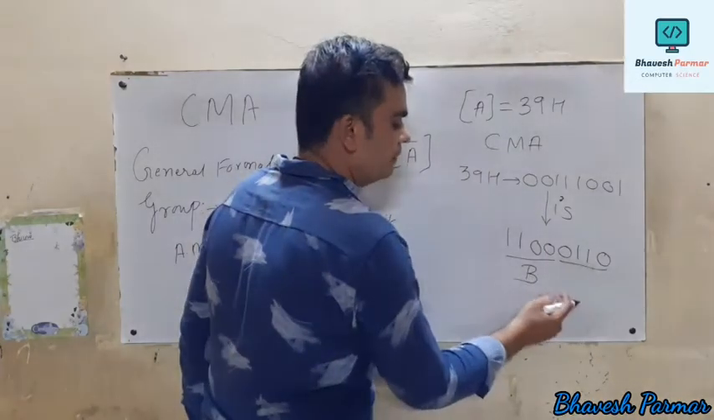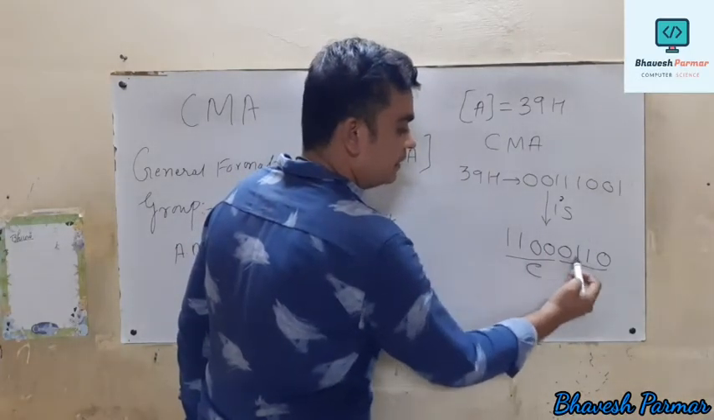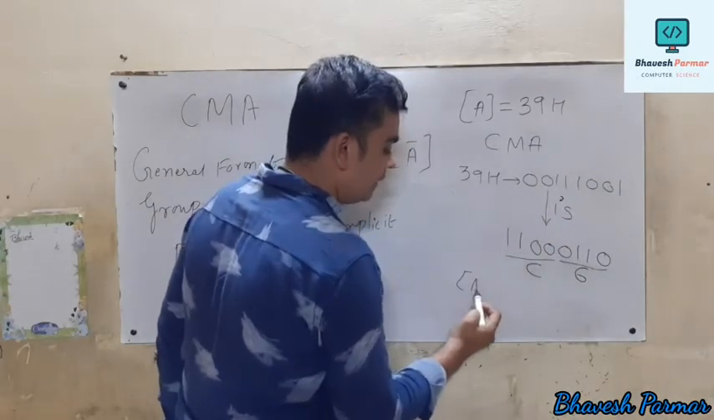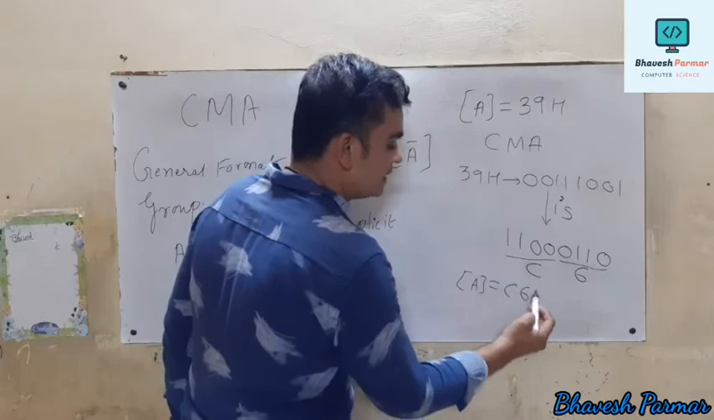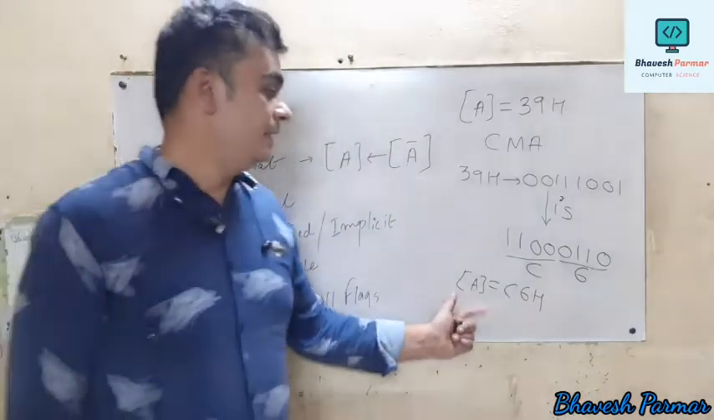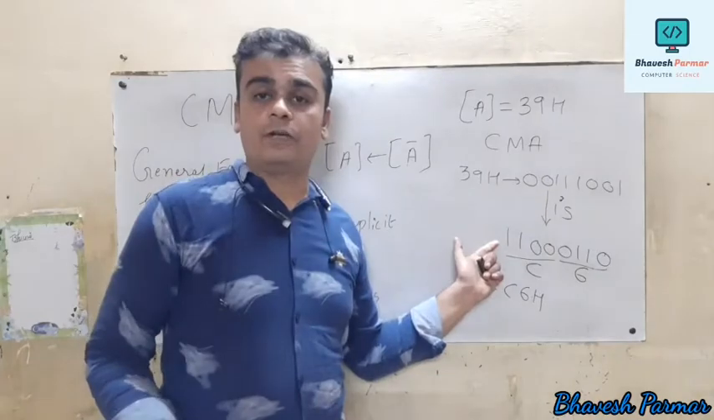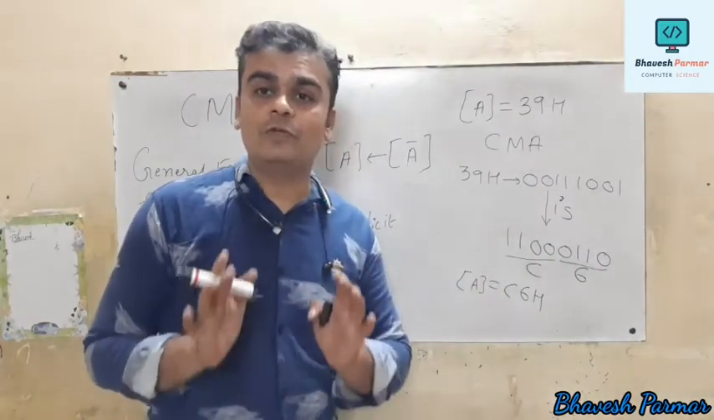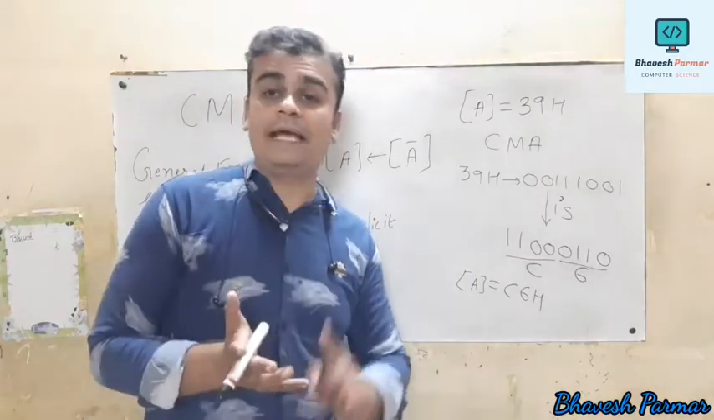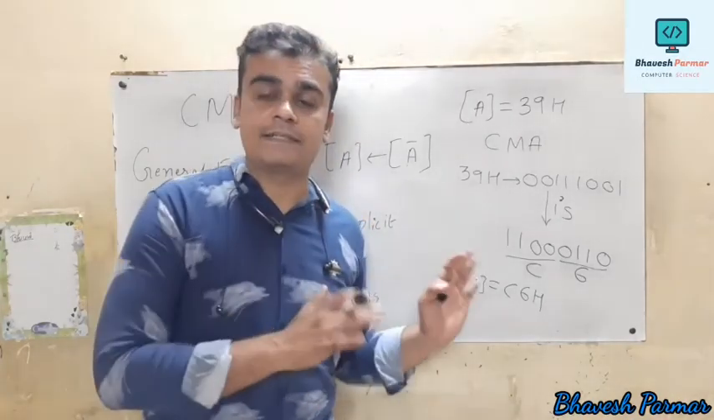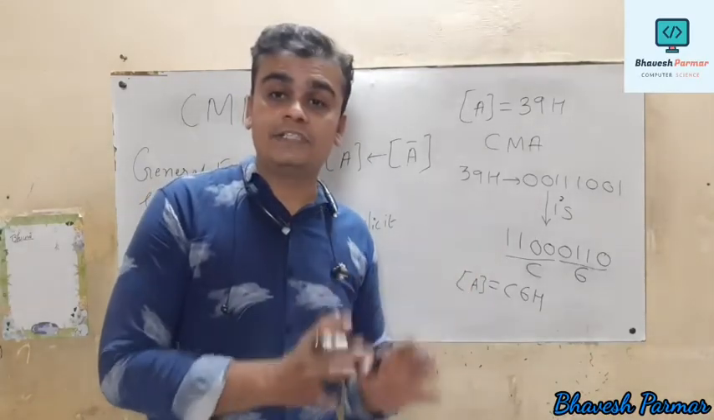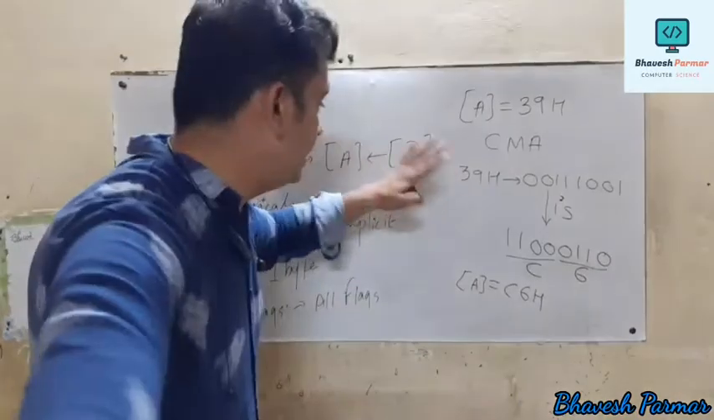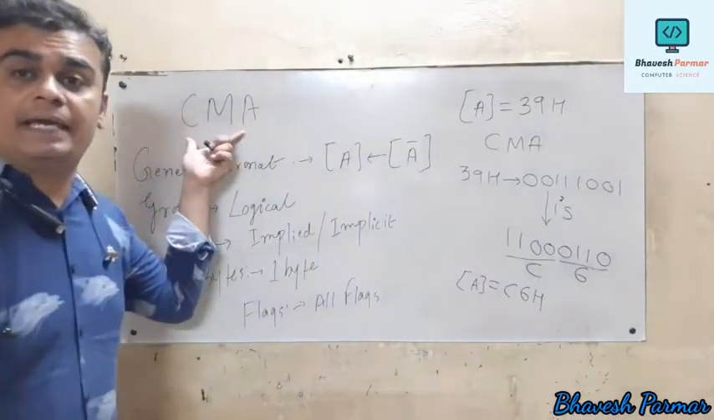1100 is nothing but C, and 0110 is nothing but 6. So my answer is what? Content of A is equal to C6H. And if we see it from the flag register point of view, if we count the total number of 1s and check the MSB bit position, then we easily find that the P flag and S flag are the only ones affected in this example, whereas the remaining flags are unchanged. That is, again reset to 0. So this is the instruction and example related to the CMA instruction.